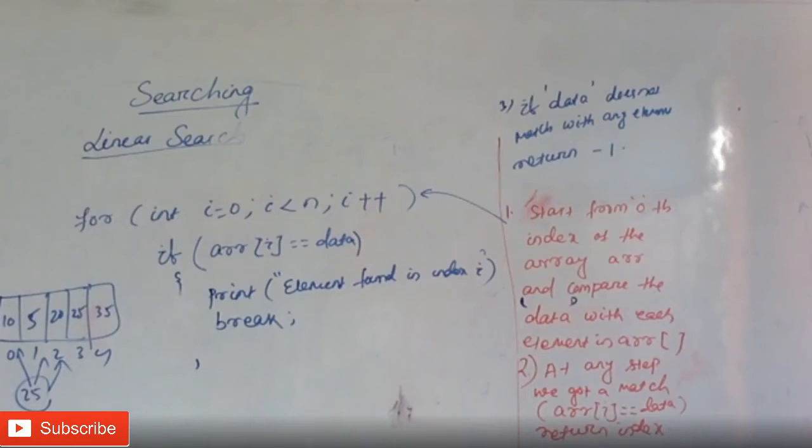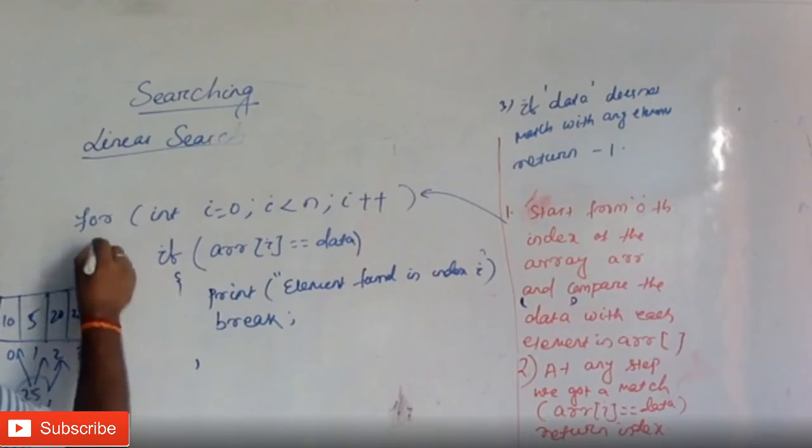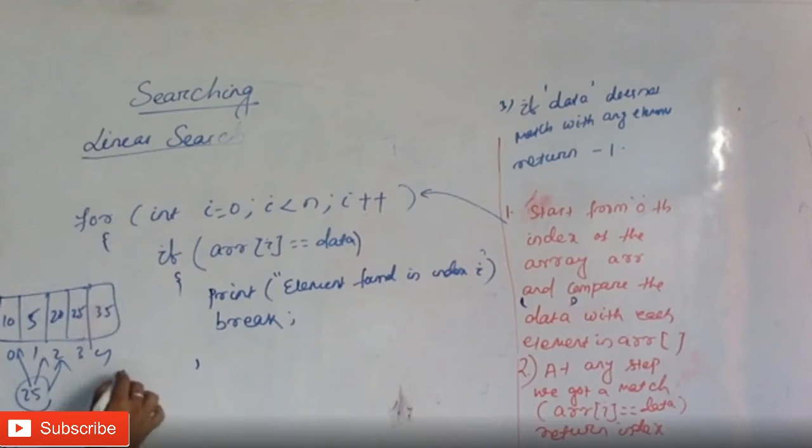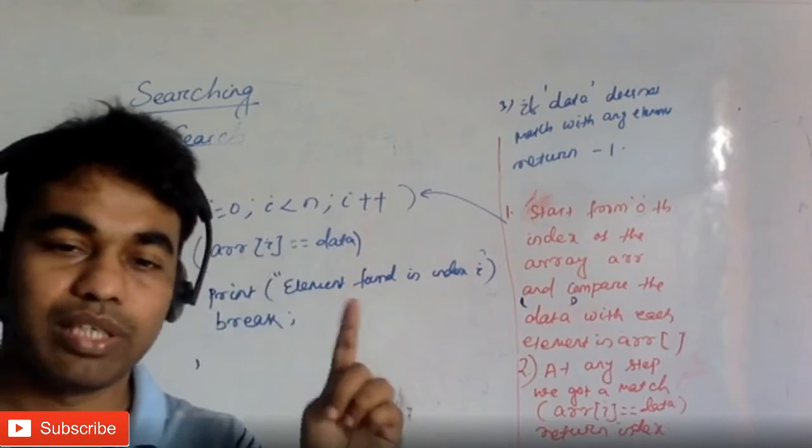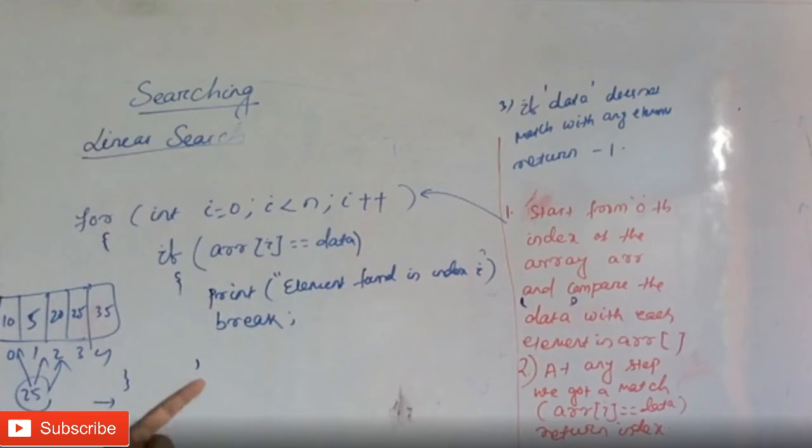So this for loop started here and ended here. After this for loop, you need to handle one more case. What is that case? Suppose I'm searching for 45, or suppose 12, and you did not get a match, did not get a match, for all values you did not get a match.